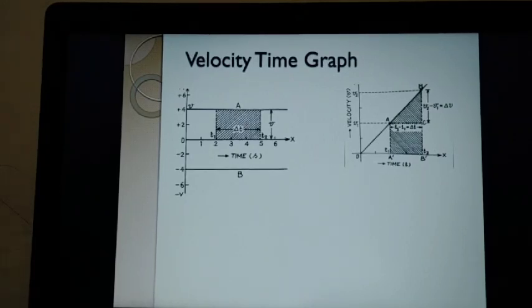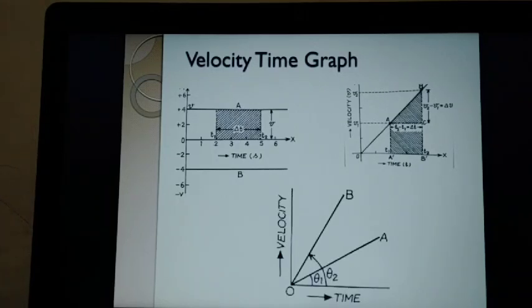Again, the area under the graph for uniformly accelerated motion will also provide you displacement. Okay, but it is not a rectangular area. The total area you can split into two, a rectangular area as well as a triangular area, that we will use while deriving the equations of motion. Anyhow, you remember that area under the velocity time graph is numerically equal to the displacement.